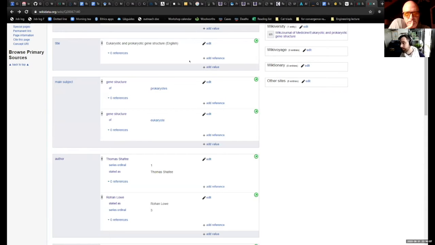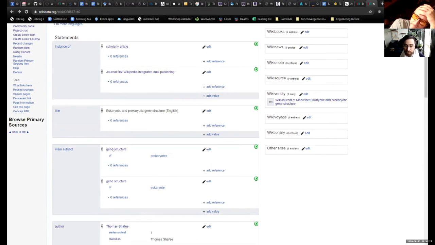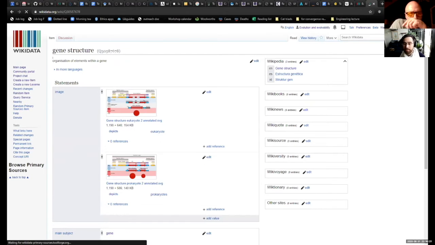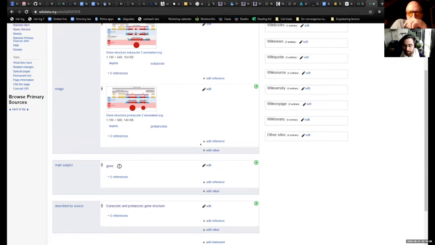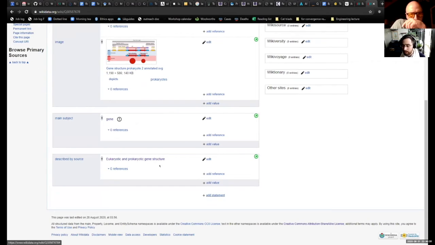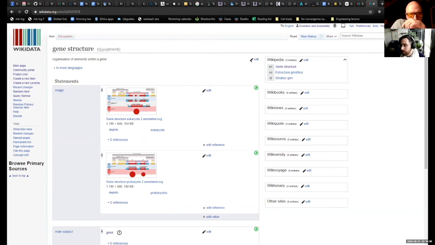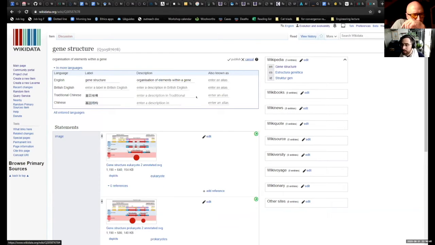So this is me manually editing items. All items are manually editable in this way, which makes it pretty easy, whether it's something like this, or if I go to, for example, the concept of gene structure, I can say, what do I mean by gene structure? Oh, well, it's the organization of elements within a gene. Interesting, actually. This is described by a source. This is not actually a very well organized item, so I might be able to improve this a bit. So I'm going to say, cancel.